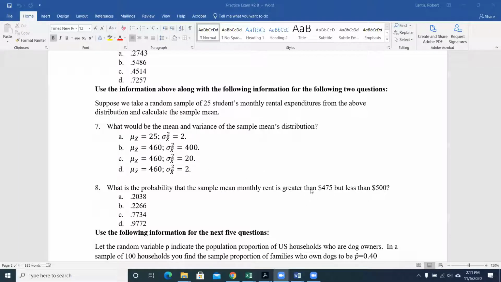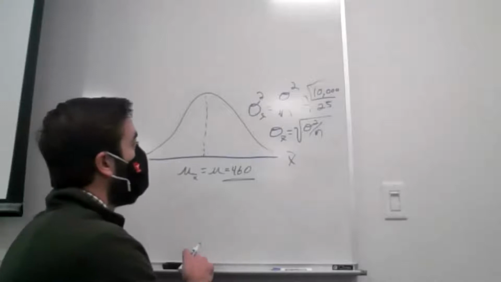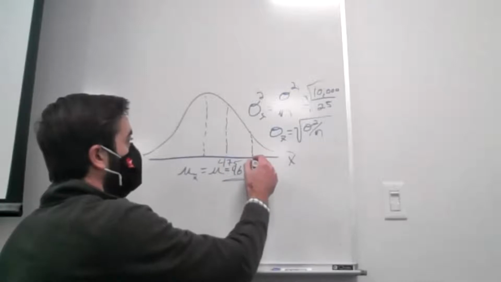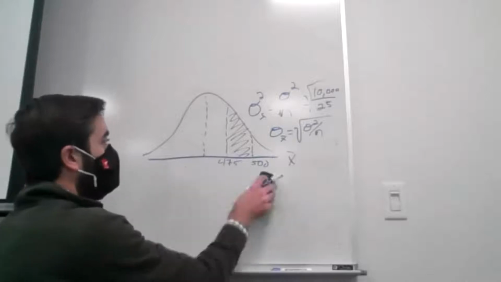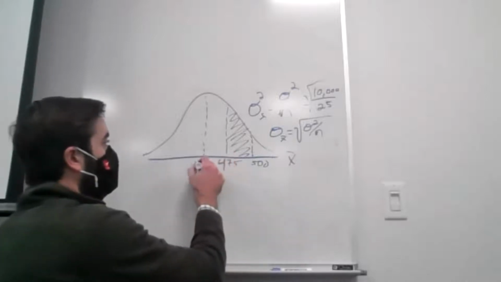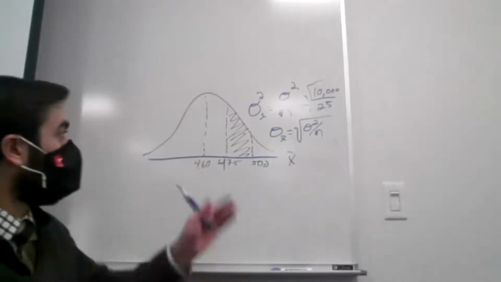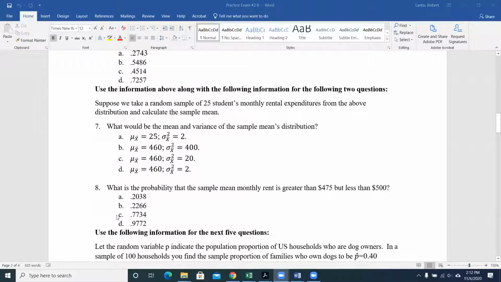So not too bad. The next question says, what's the probability that rent is greater than 475 but less than 500? Right? So now we're looking at these sample means, and we're wanting to find what's the probability that it's between, essentially, 475 and 500. So I'll get rid of this for right now. We can remember that the mean is 460. So once again, right away, I know this probability has to be less than what value? 0.5, right? The area to the right of the mean is 0.5. We want something less than that. So we can rule out C and D. It's going to be A or B here. Okay?